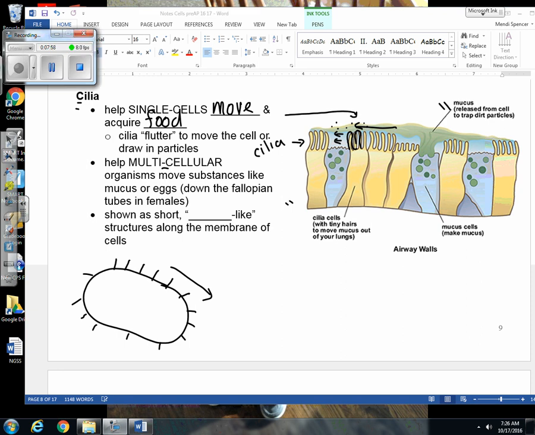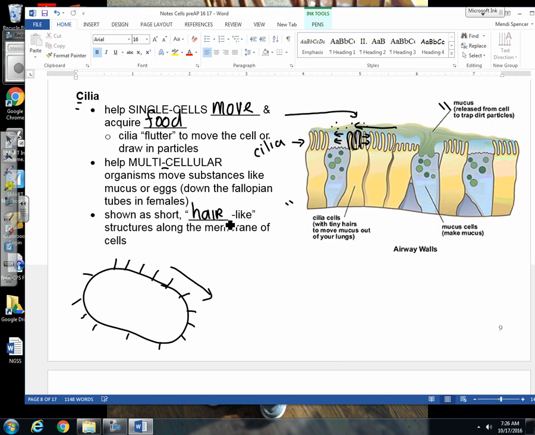Cilia also aid in the movement of the egg down the fallopian tube. The egg has to get from the ovaries to the uterus, and the cilia will move back and forth, and it makes the egg move from one direction to another direction. Whenever we diagram cilia, they're usually short and hair-like, like you see down here. And notice not all cells have cilia that completely wrap around the entire cell. It just depends on the type of cell, whether it's going to have cilia or not.